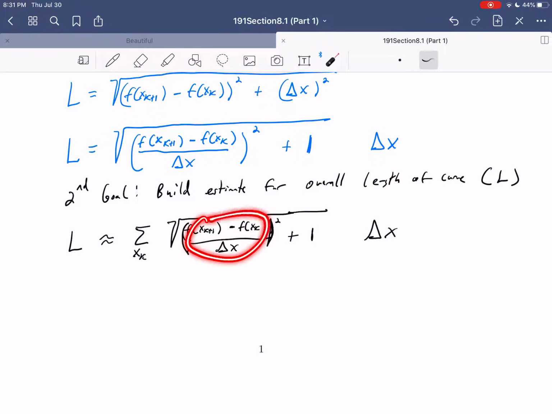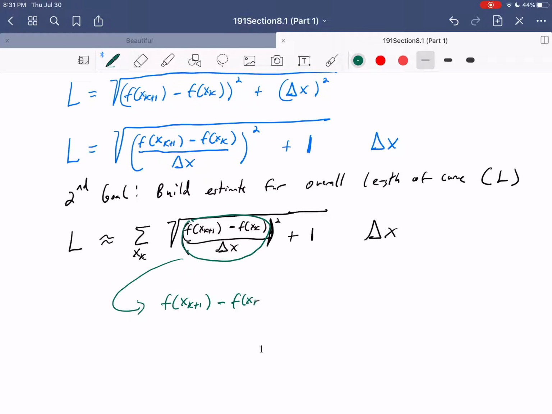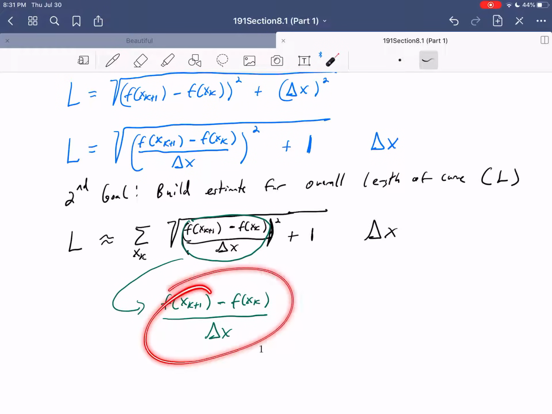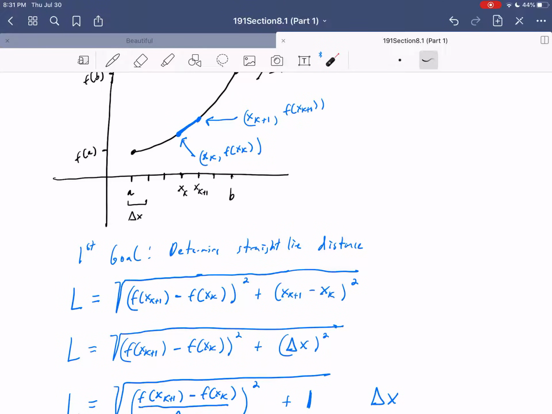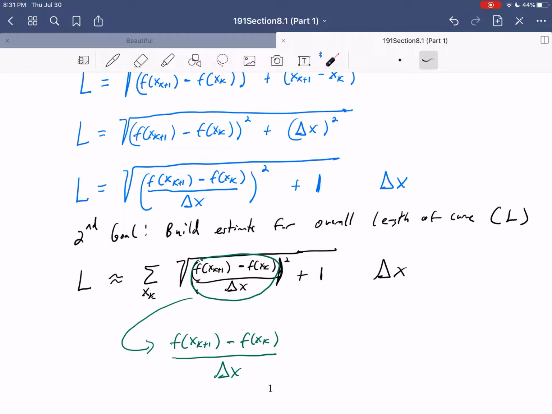So let's take a look at this term right here. This is f of x sub k plus 1 minus f of x sub k, over delta x. So what is this actually calculating here? Well, it's calculating the change in f, or the change in y, if you want, divided by the change in x. So this is something you know. This is what we call the average rate of change. It's how much we changed in y over how much we changed in x.